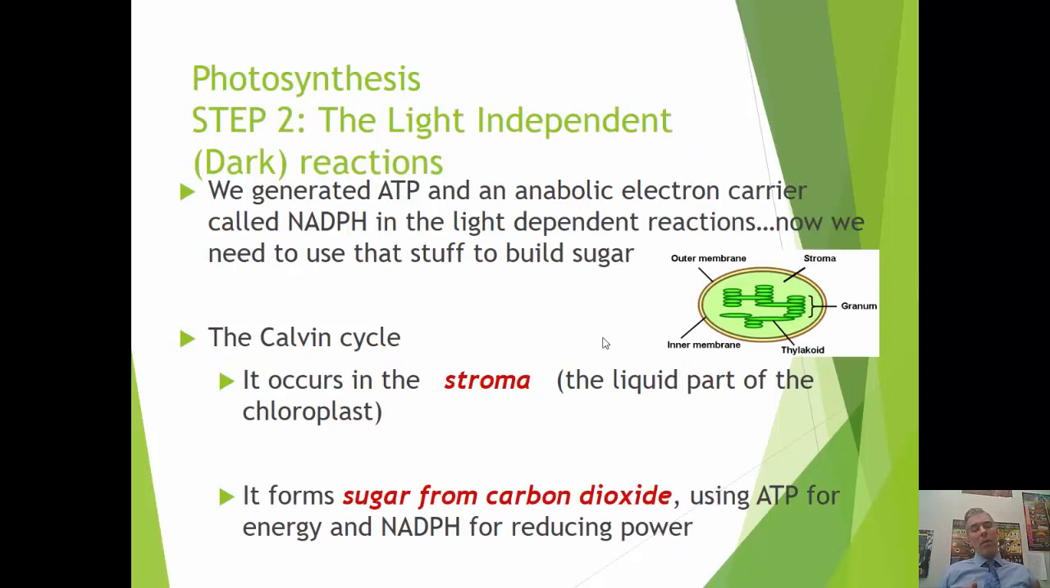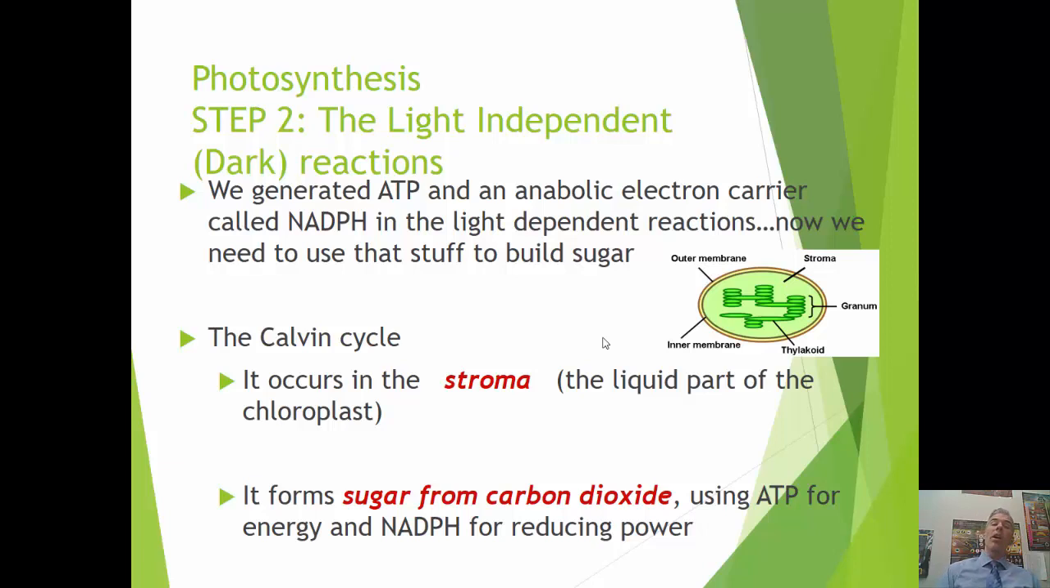So now, remember, the goal of this whole thing, though, is to produce sugar, right? That's the goal of photosynthesis, to make sugar. And that happens in the second step, the light-independent reactions, or sometimes called the dark reactions. They used to call them the dark reactions more often, but we don't call them that anymore because it creates a misconception that these only happen in the dark. These happen all the time, but they do not have to happen in the light.